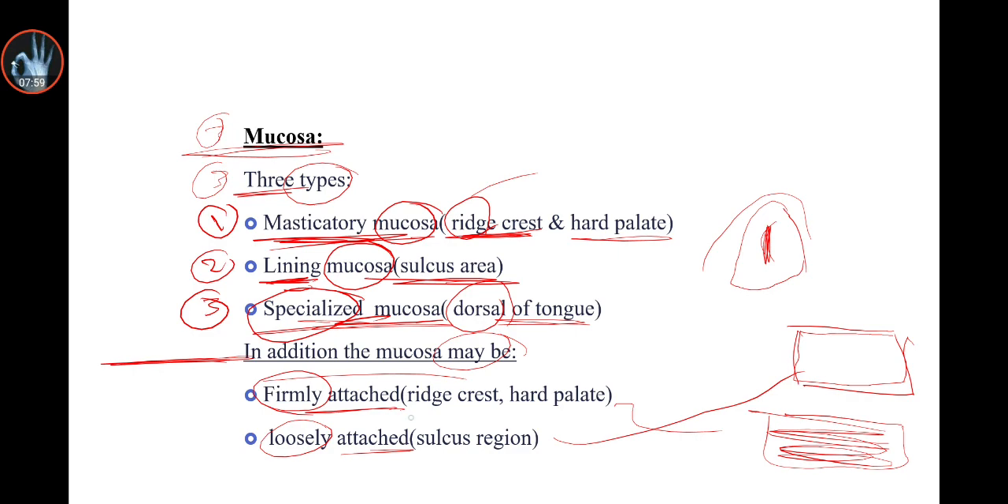Okay, firmly attached are found on the ridge or ridge crest as we described it before in the hard palate, and the loosely attached is found on the sulcus region. And if you want to know the loosely attached, you can pull your lips outward and you will see that the sulcus area is also pulled with you.